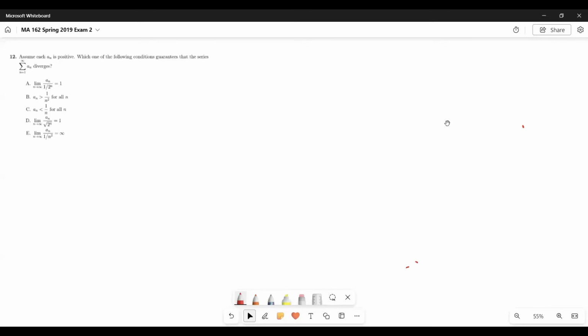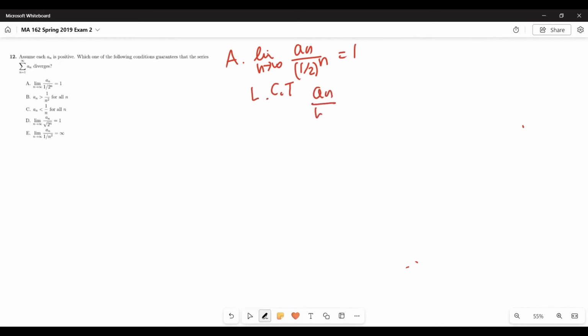Okay, so this question asks: assume each a to the n is positive, which one of the following conditions guarantees the series a to the n diverges? Let's look at option A. Option A says the limit as n goes to infinity of a to the n over 1 over 2 to the n is equal to 1. For this question, we're going to use the limit comparison test, LCT. LCT says a to the n over b to the n is greater than 0. That's the first condition. So let's look at that.